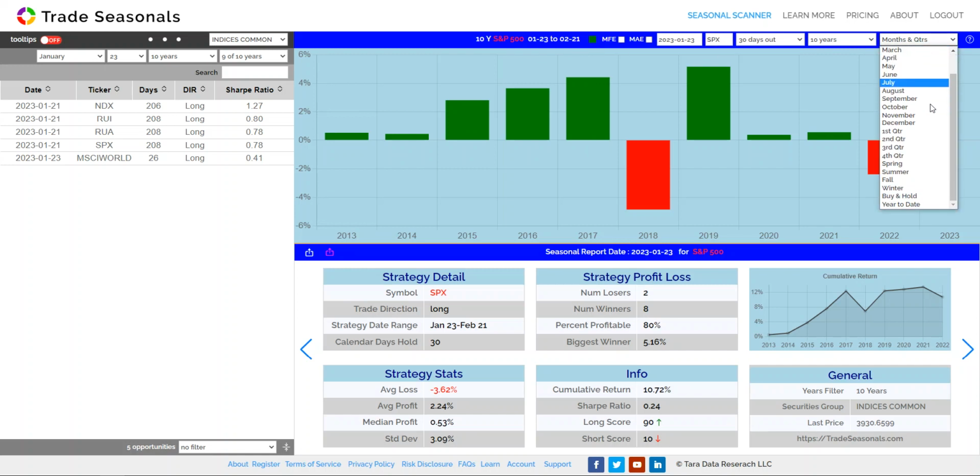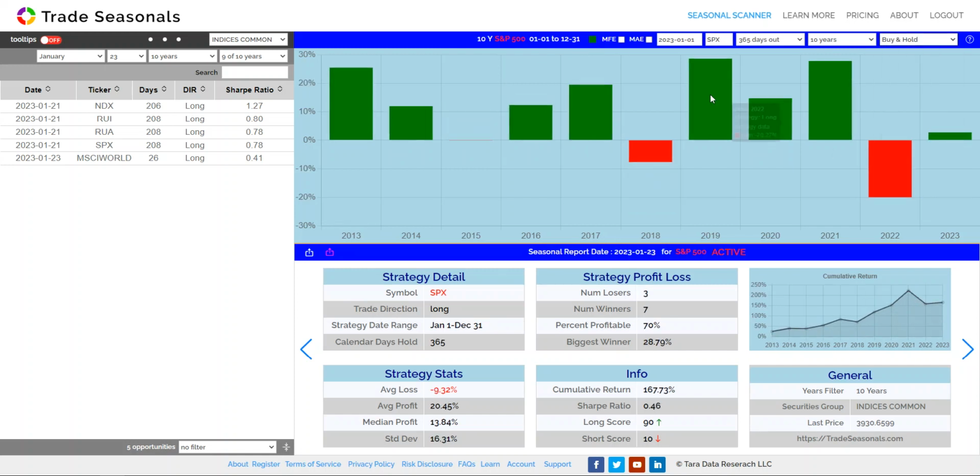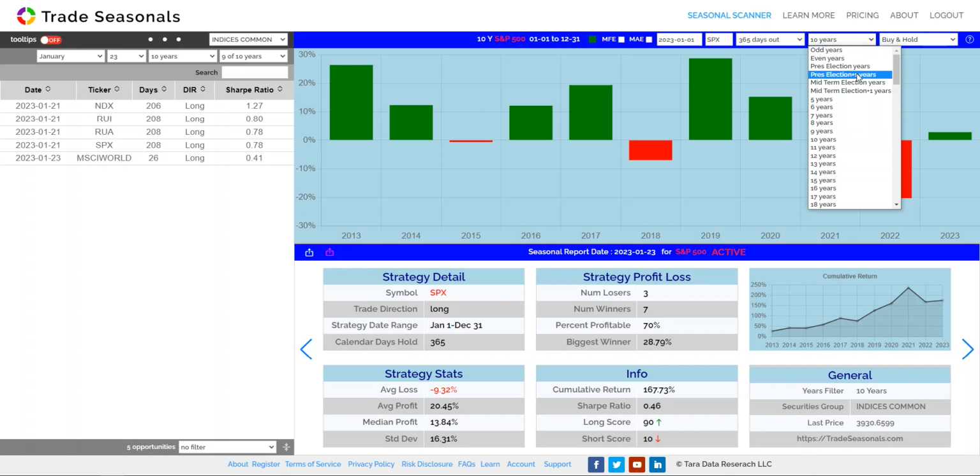So we want to take a look at buy and hold, and buy and hold date range is the first trading day of the year until last trading day of the year, so we can see how did S&P 500 perform in each of the years we're looking at. For example, in 2013, if you bought S&P 500 first trading day of the year and sold it on last trading day of the year, you would have made 26.39%. Tiny loss in 2015 and 20.27% loss in 2022.